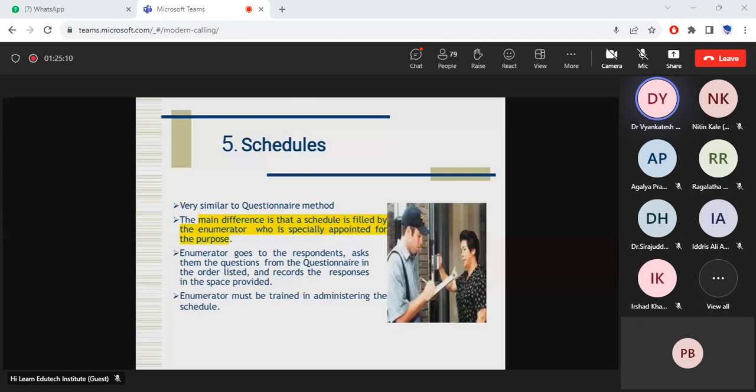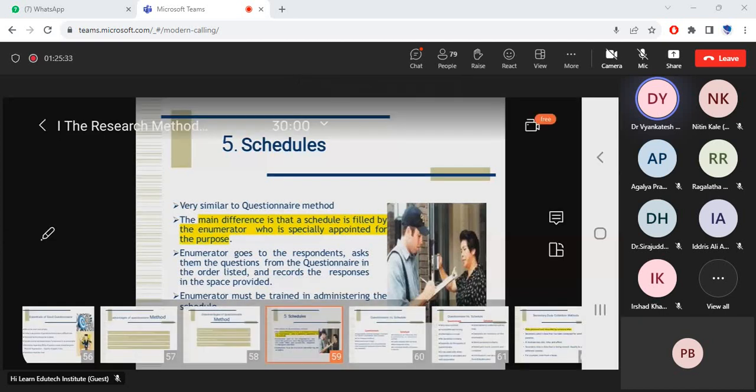So the enumerator goes to the respondent, asks them the questions in the questionnaire in order, and records the responses in the space provided, and enumerators must be trained in administering the schedules. Because the people must be trained on how they are going to deal with those particular points that have been of concern, as well as area concerns. So then, questionnaires as well as schedule.